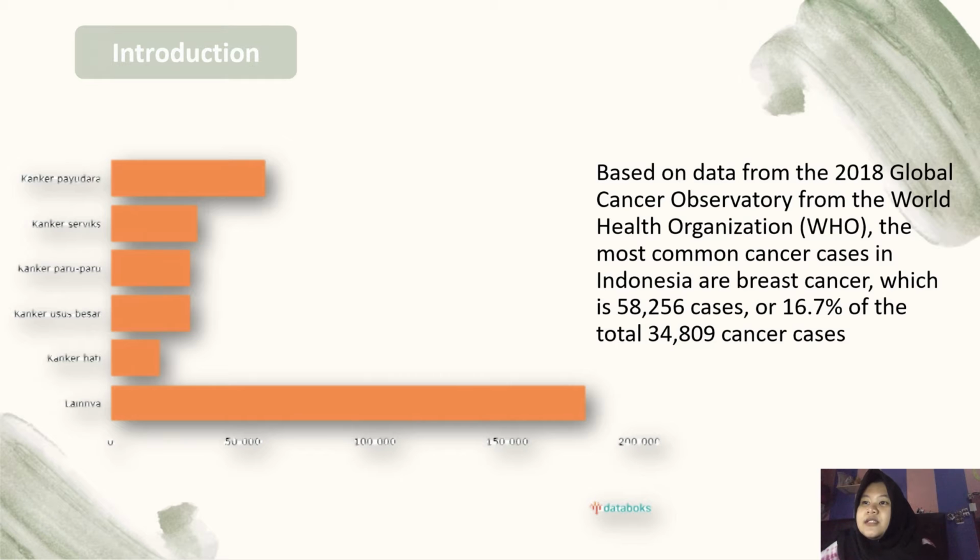Based on data from the 2018 Global Cancer Observatory from the World Health Organization, the most common cancer case in Indonesia is breast cancer, which is 58,256 cases or 16.7% of the total 34,809 cancer cases. The Ministry of Health of Indonesia states the number of breast cancer in Indonesia reached 42.1 people every 100,000 population. The average death from this cancer reached 17 people every 100,000 population.